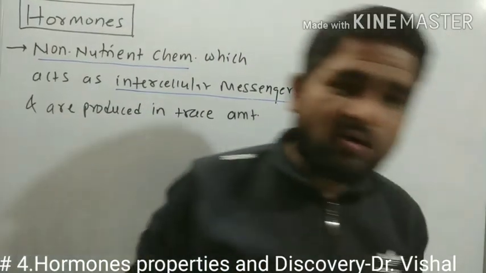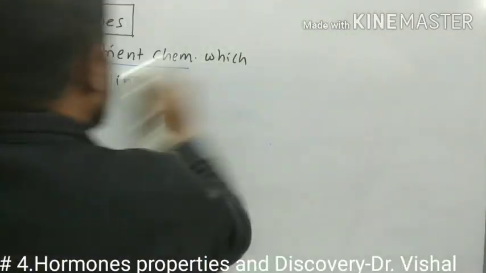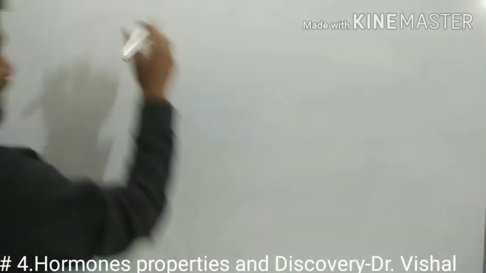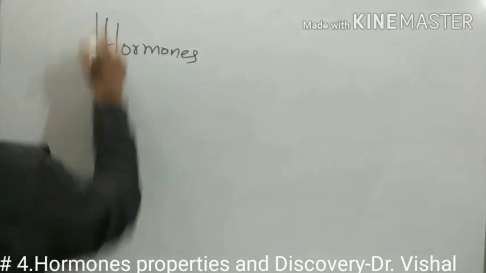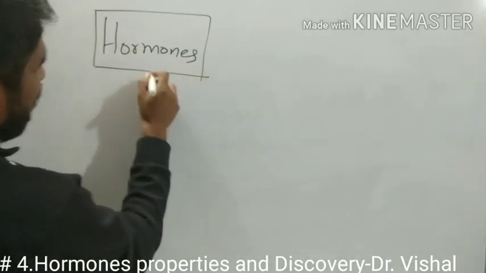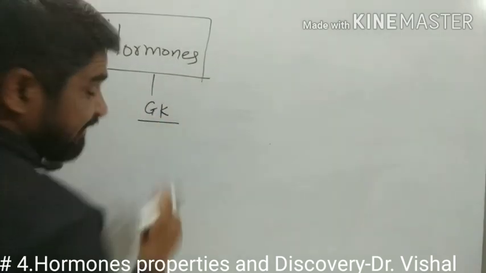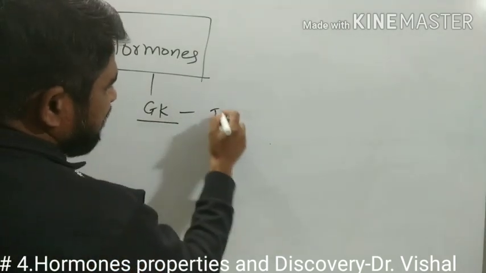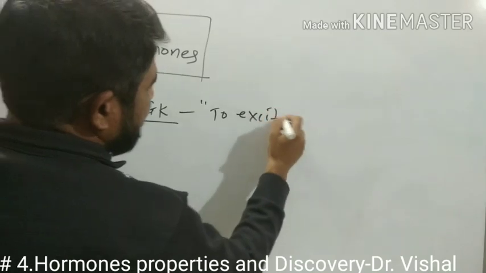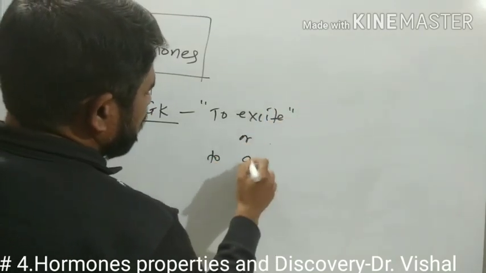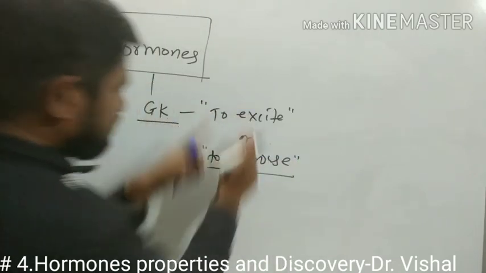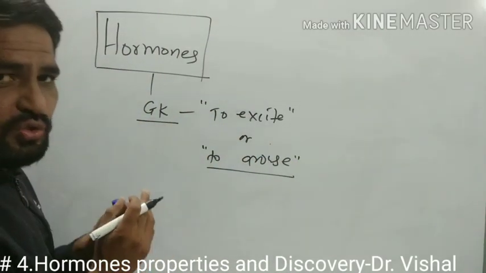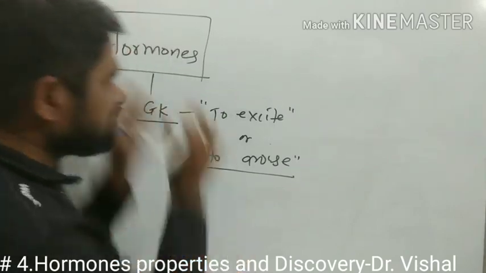Now let's talk about the discovery of hormones. How exactly hormones were discovered and who discovered them. Whenever you're talking about the term hormone, it's a Greek word which means to excite or to arouse. So this is the meaning of the term hormone, to excite or to arouse.